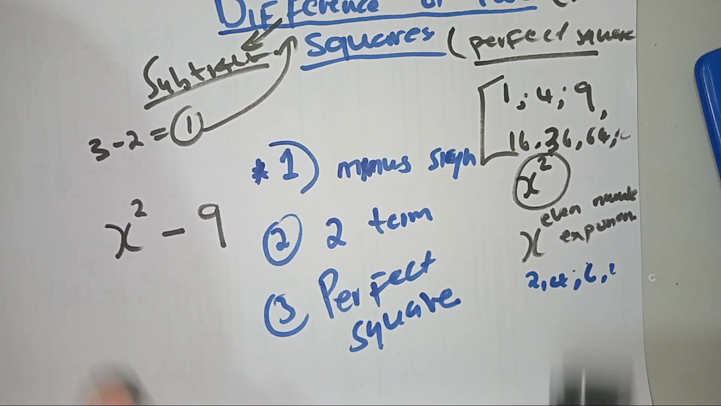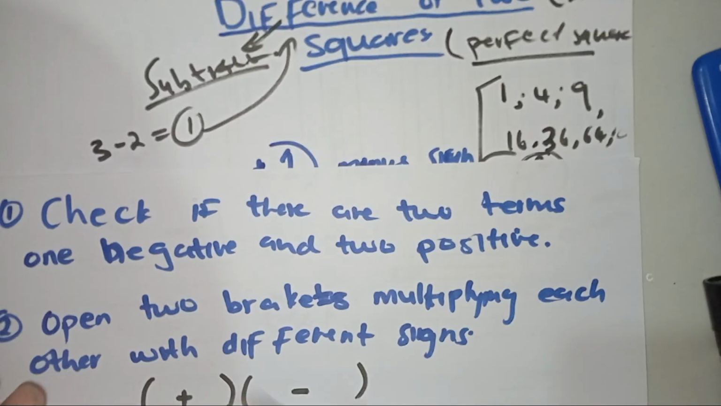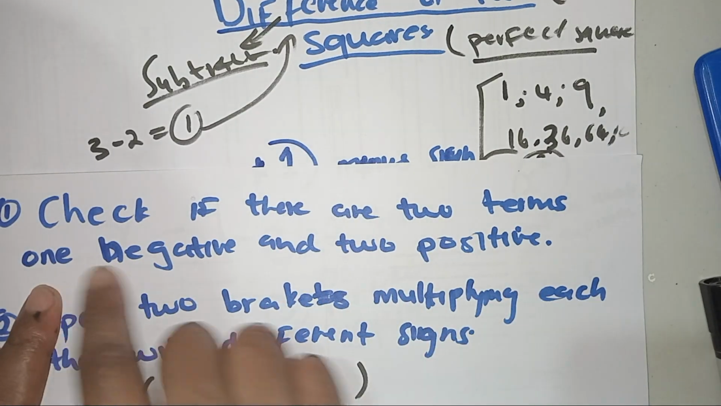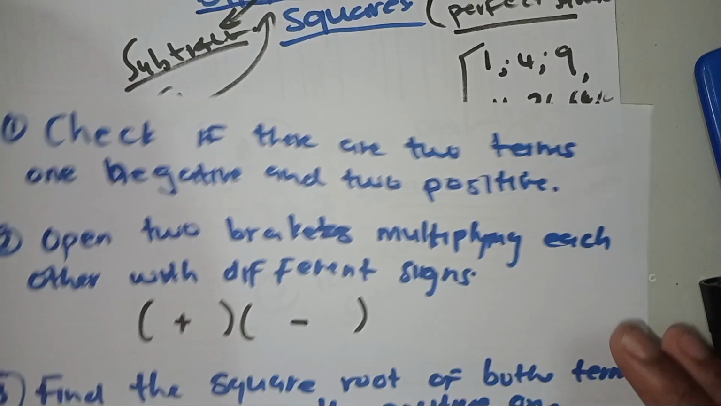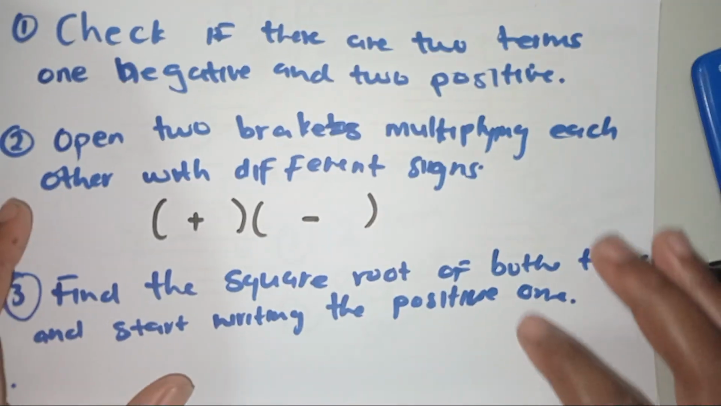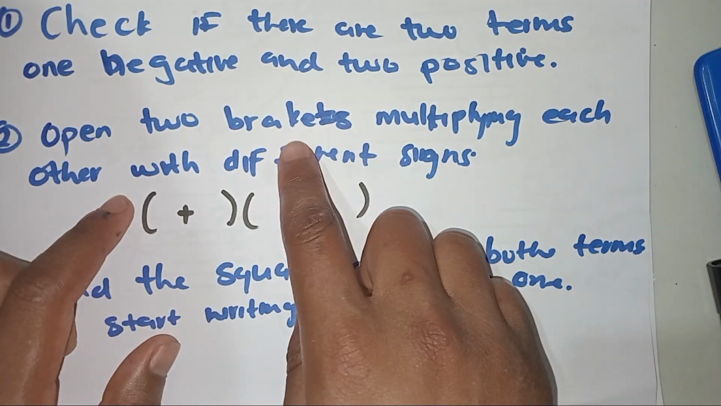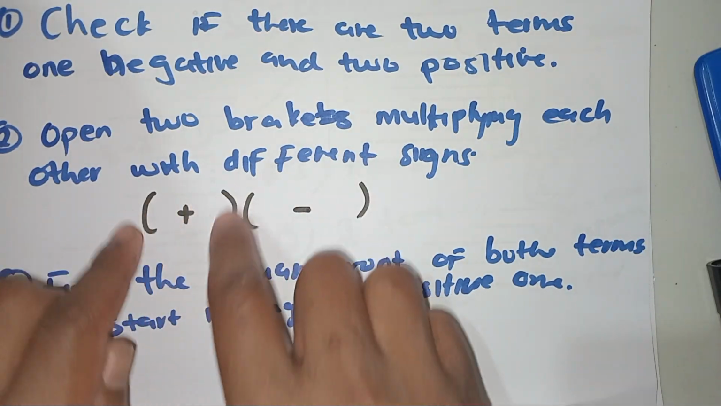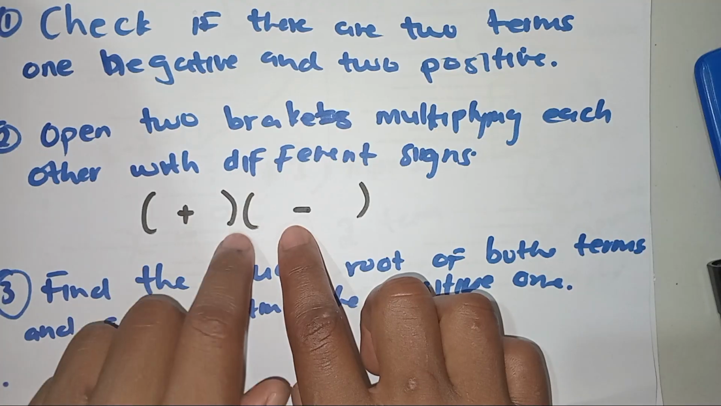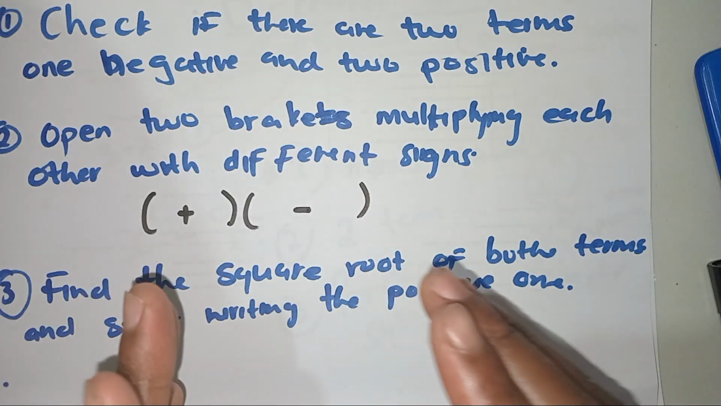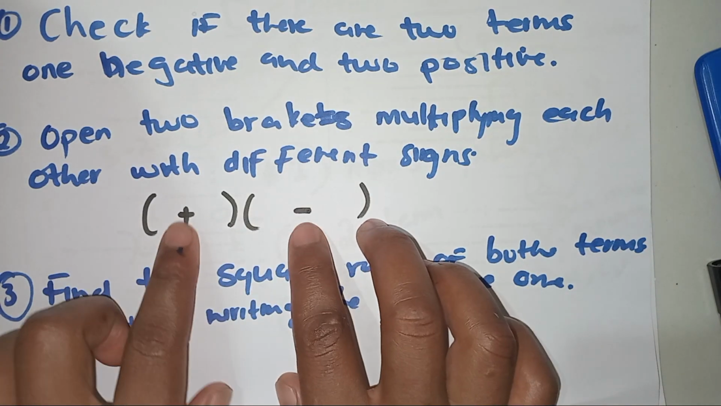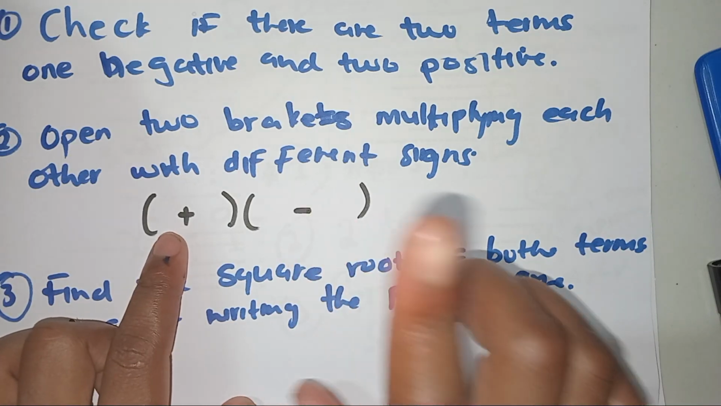So let's get to how to factorize them. We are going to follow simple steps. The first thing is to check that there are two terms, where one sign is negative and the other one is positive. The second thing, we open two brackets that multiply each other, with different signs in them. So after you open the brackets, you put the plus and the minus sign.